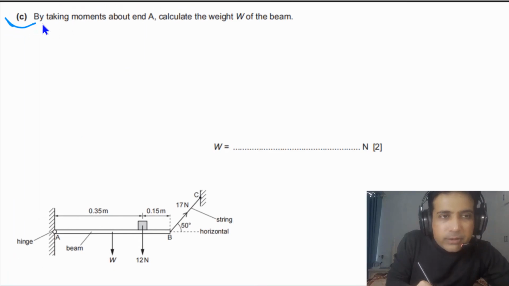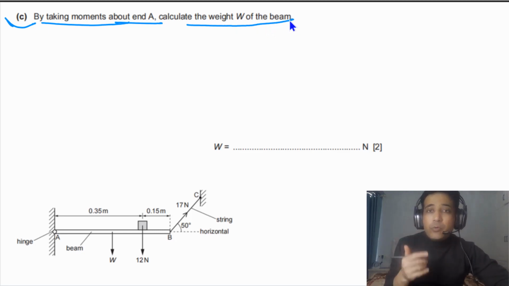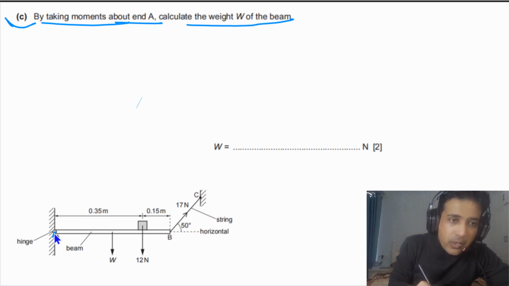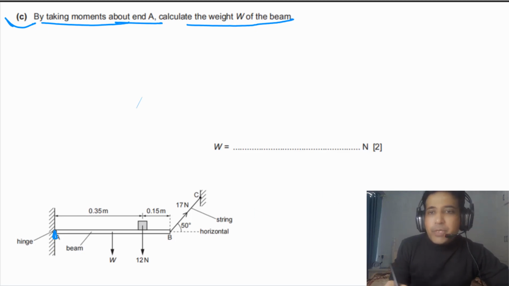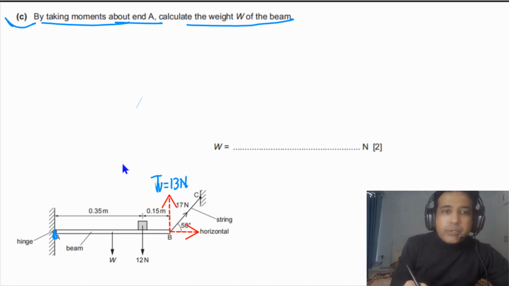For part C, the question says by taking moments about end A, calculate weight W of the beam. So we need to calculate weight W of the beam and we need to take moments about this end. First of all, we have already discussed that tension has 2 components. One is the vertical component of tension and this one is the horizontal component of tension. We have already calculated the vertical component of tension TV, that was equal to 13 newtons.